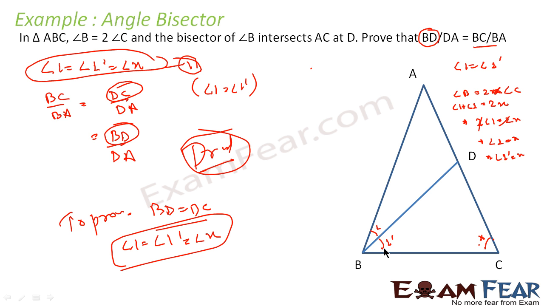Angle 1 plus angle 1 dash, that is angle B, is equal to 2 of angle C, that is 2x. Angle 1 plus angle 1 dash, or I can say angle 1 plus 1, is equal to 2x, or I can say angle 1 is equal to x. So that means angle 1 is equal to x, angle 1 dash is equal to x. And thus we have proved that BD is equal to DC.